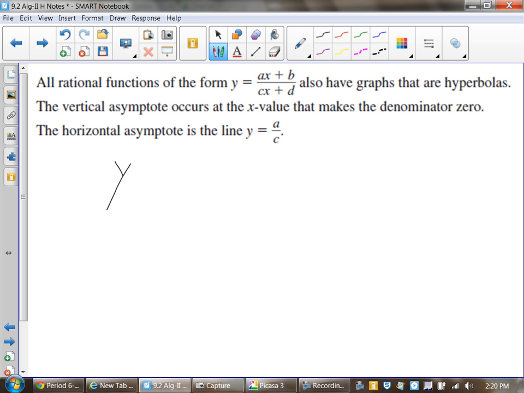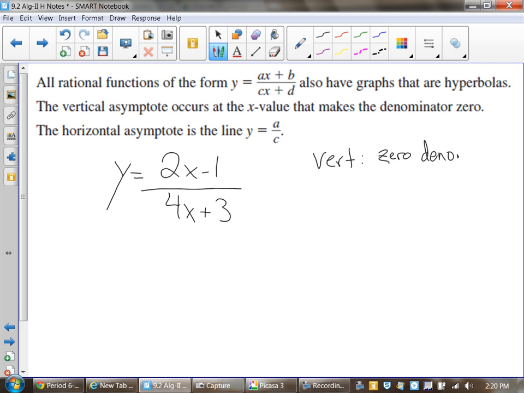When you have a generic function, let's say y equals 2x minus 1 over 4x plus 3. The first thing we want to do is identify our horizontal and our vertical asymptotes. My vertical asymptote is still occurring at the 0 of the denominator. So here it's going to be at 4x plus 3 equals 0. So where's that 0 at? Negative 3/4.